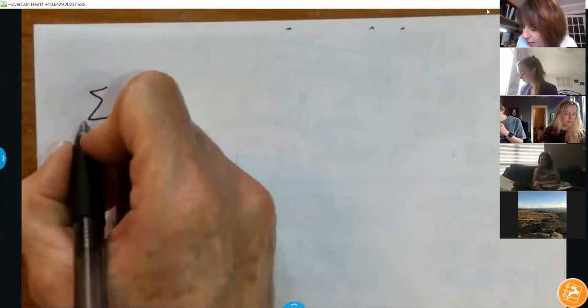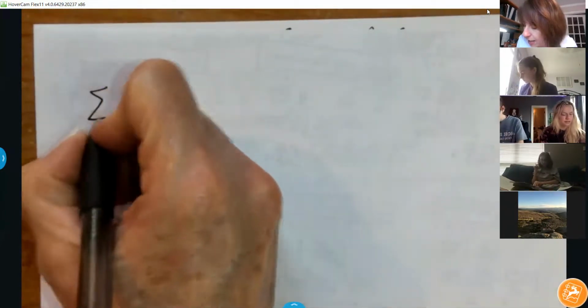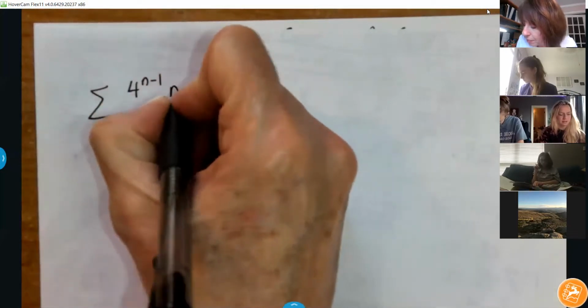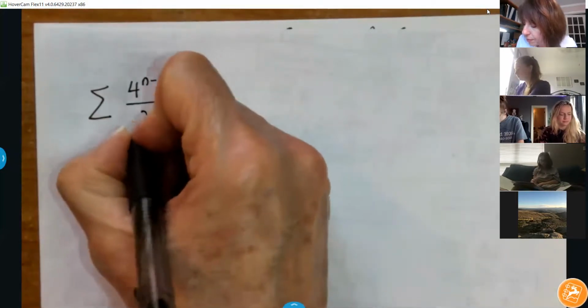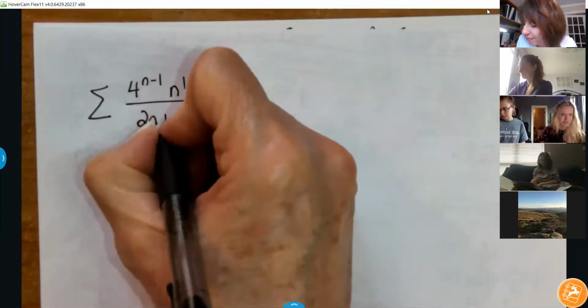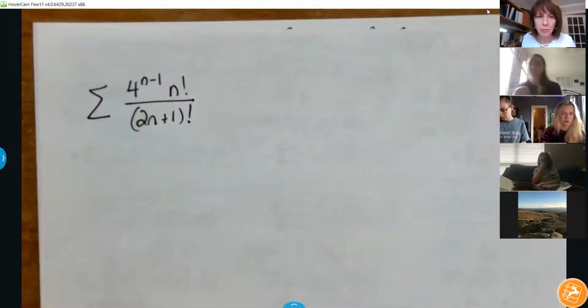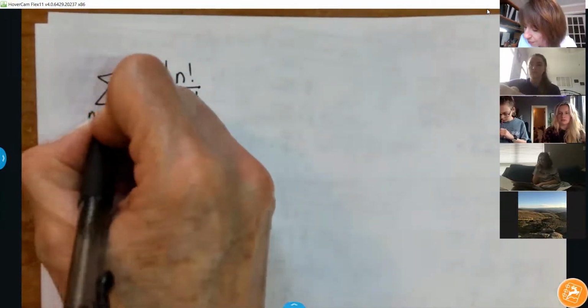Yeah, sure. It's okay. So 4 to the n minus 1 times n factorial over 2n plus 1, and it's in like a parentheses, and that's a factorial. And the first term is 1. Good. Okay.